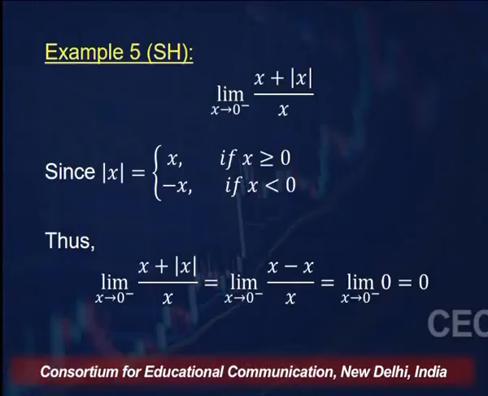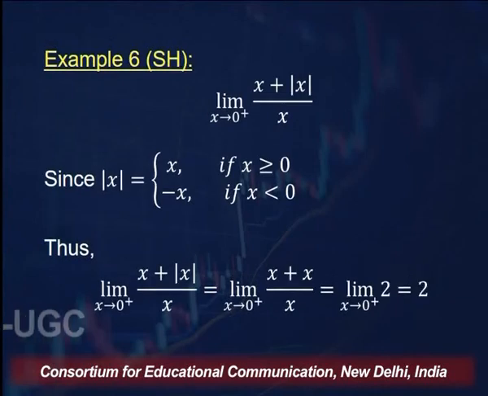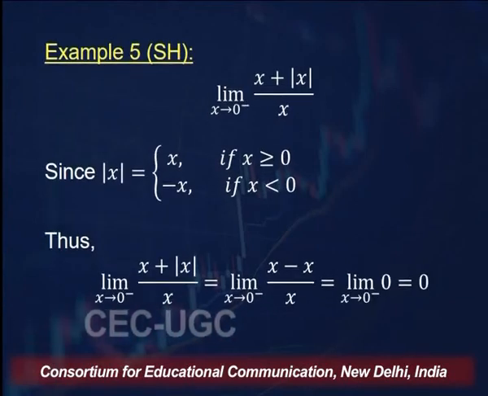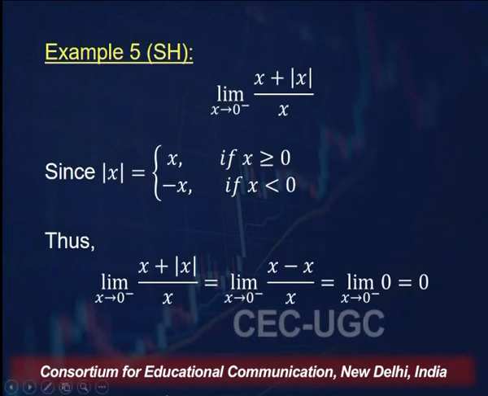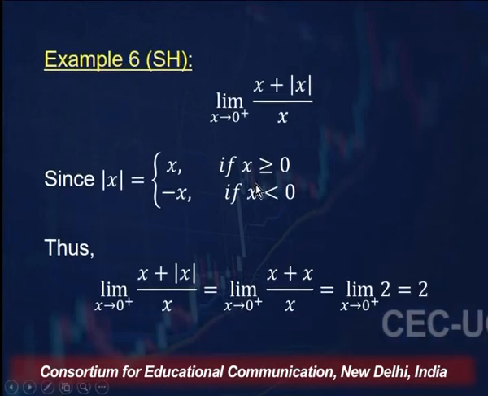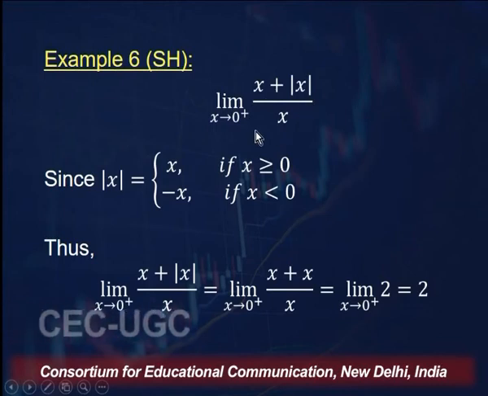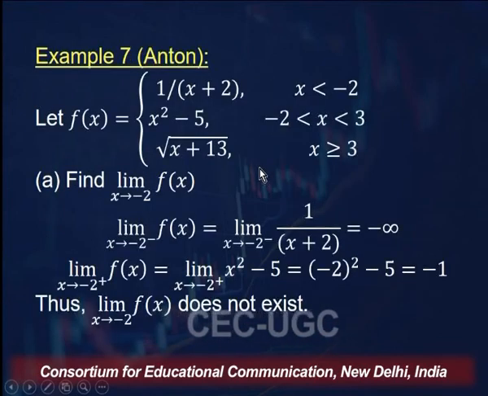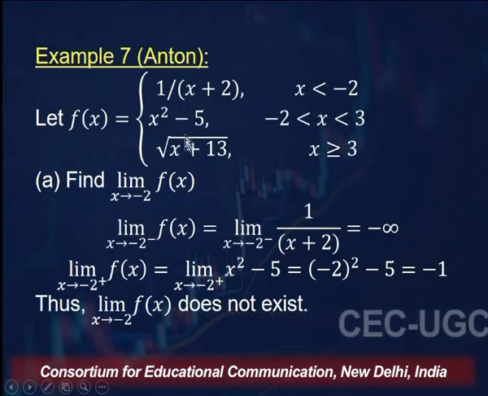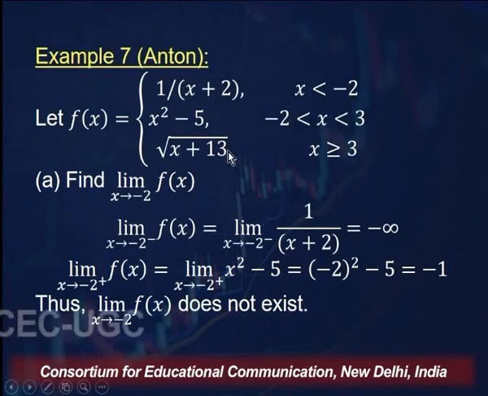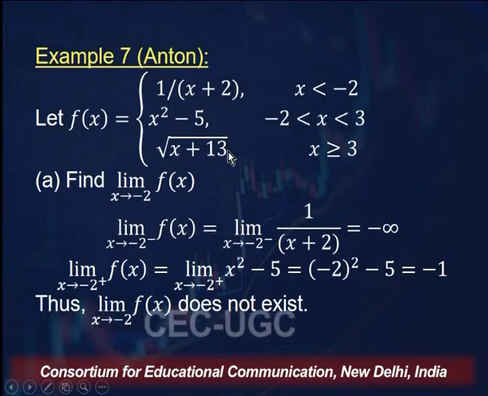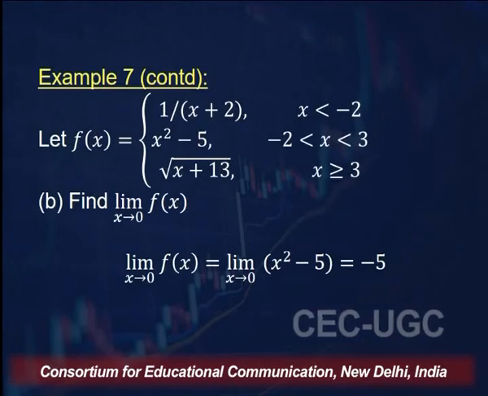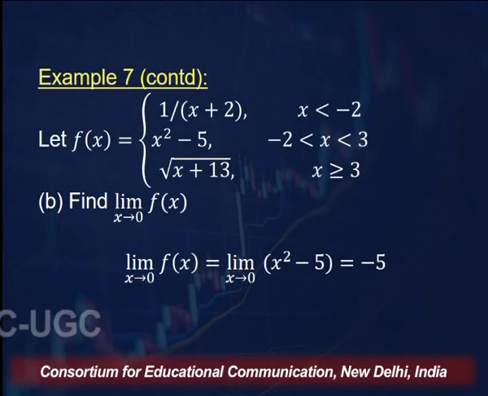I have these other very simple problems which you can practice on your own. I'm just sliding through this presentation. Limit of x plus mod x divided by x as x tends to 0 from the left, or limit of x plus mod x divided by x as x tends to 0 from the right. This is also a very simple problem from Anton. You can try this on your own. I'm just going through these slides so that you can cross-check your answers.